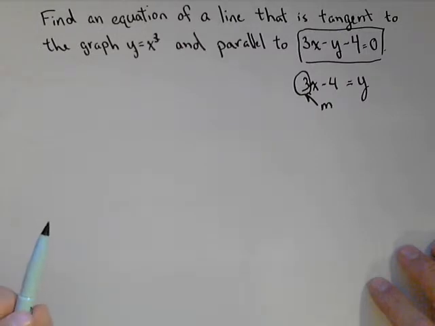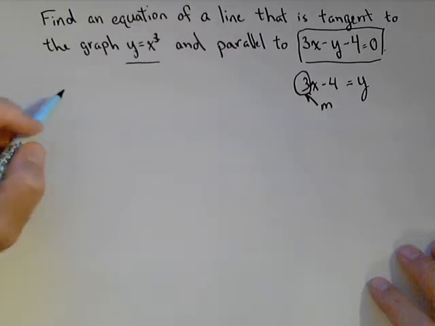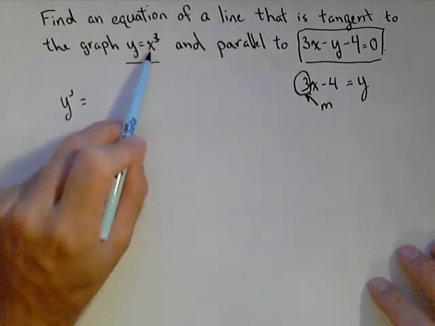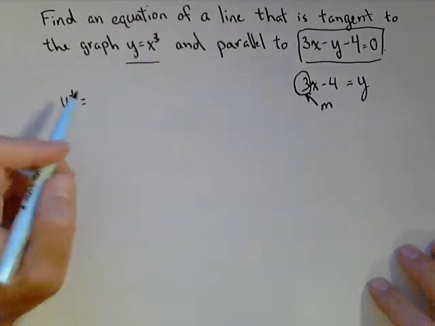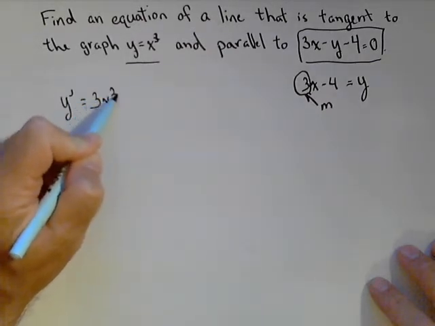Now we need to find the tangent line. So to find a tangent line, remember, we need two things. We need the slope and a point that it goes through. Now to find the slope of a tangent line, well, we need the derivative of our function. So we need y prime, we'll call it, or we could call it dy dx, whatever notation you like. And we have a power function. So using our power rule, y prime is equal to 3x squared.